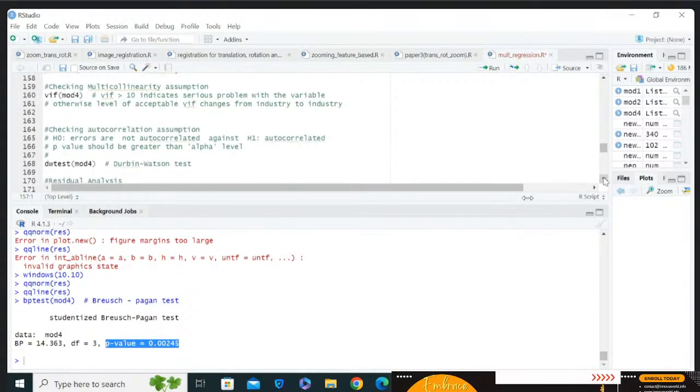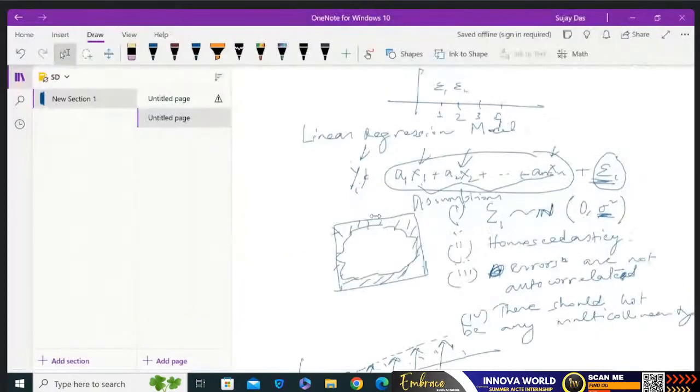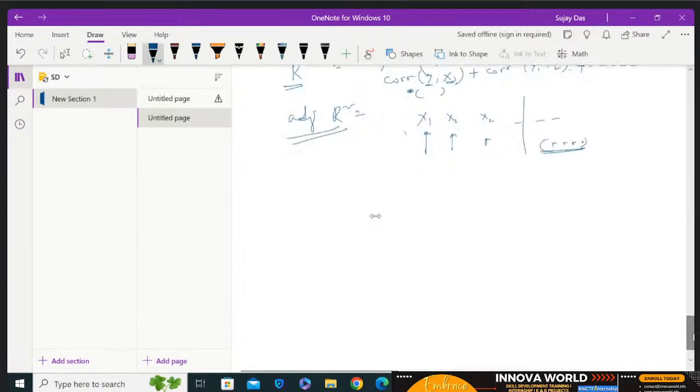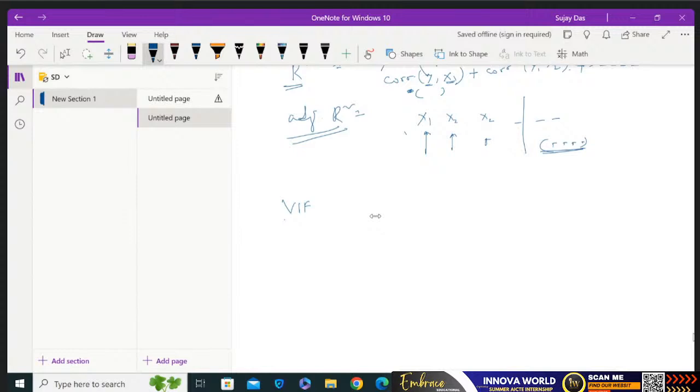Next, coming to the multicollinearity assumption. I told you what multicollinearity is. Now let me give you an idea of it formula-wise. For each predictor variable we will get a multicollinearity value. Multicollinearity is measured by a quantity called VIF, or variance inflation factor. The VIF for the variable j is given by the formula 1 divided by 1 minus Rj squared.